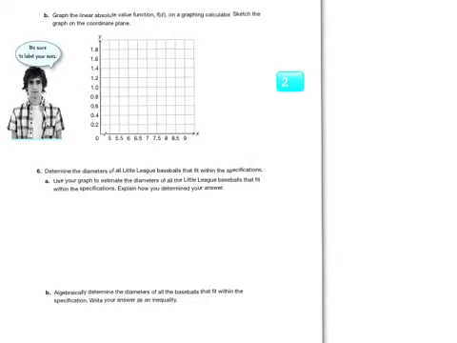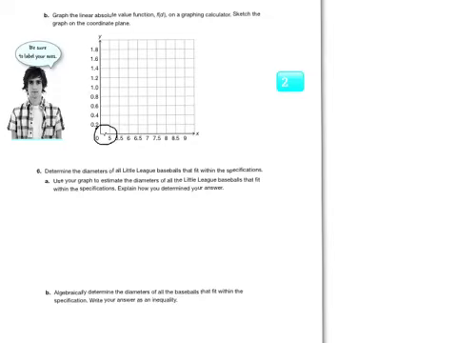Here we're going to graph this absolute value on the graphing line. You can use your graphing calculator, then you can sketch that graph here on the coordinate plane. And then 6A and B, determine the diameters of all Little League baseballs that fit within the specifications. Now there's something unique here. This is a little bit different.